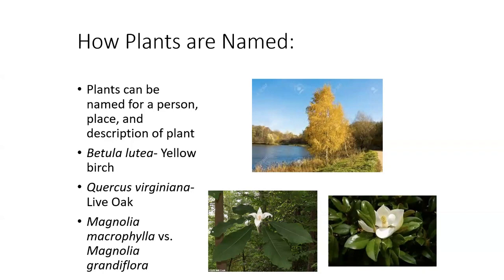Plants can be named after a person, place, or maybe even a description of the plant. For example, Betula lutea is yellow birch. Lutea is the Latin term for yellow, so you'll see lutea. Quercus virginiana is live oak. Then we have, for example, Magnolia macrophylla, where macrophylla means big leaf. Magnolia grandiflora means grand flower.